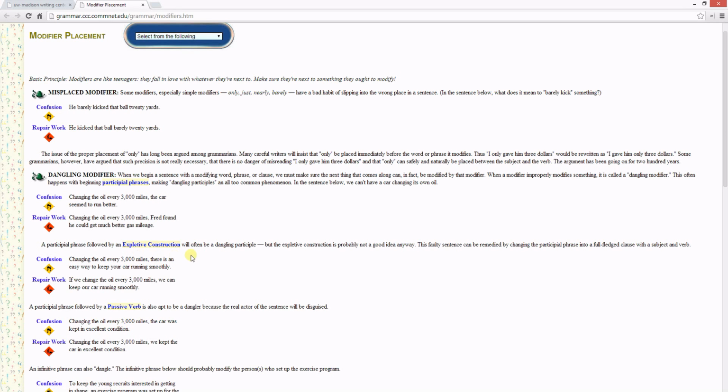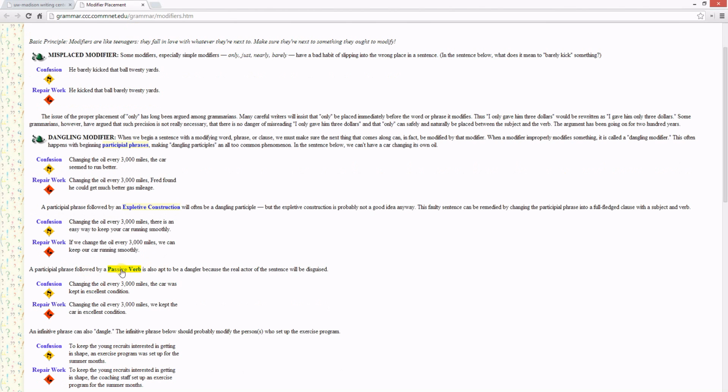These expletive constructions often are the it is phrases or there is phrases. I already mentioned the issue of it. There is, which we talked about in a previous lesson, can also be unclear. So, changing the oil every 3,000 miles, there is an easy way to keep your car running smoothly. It's just not clear what there is referring to or who's doing the maintenance. So if we change the oil every 3,000 miles, we can keep our car running smoothly. Here we clarified the subject.